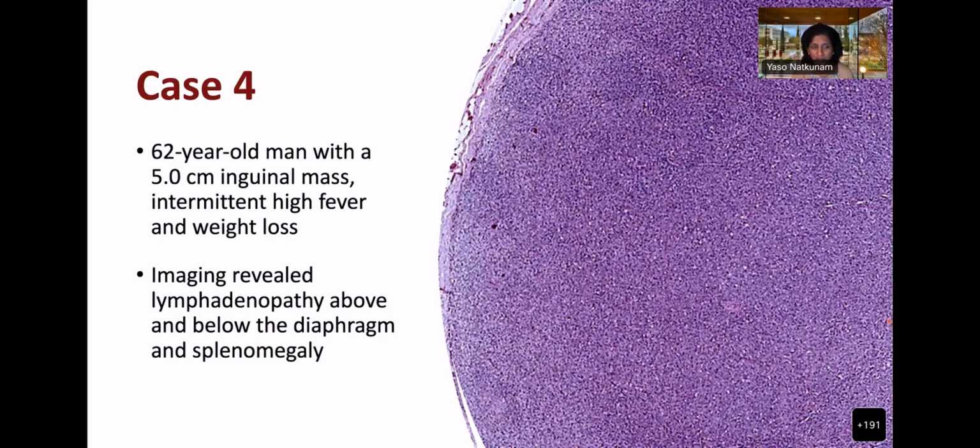This is a 62-year-old man with a 5 centimeter inguinal mass, who had some B symptoms. Imaging revealed lymphadenopathy above and below the diaphragm, as well as splenomegaly. So this patient has a huge burden of disease here, with lots of adenopathy and splenomegaly. And what do you see here? Effacement of the architecture. Complete effacement of lymph node architecture.